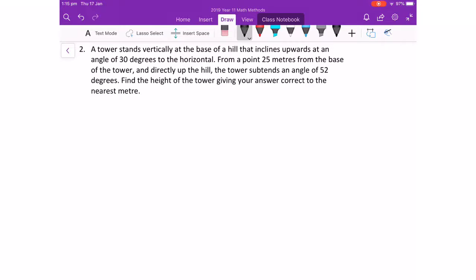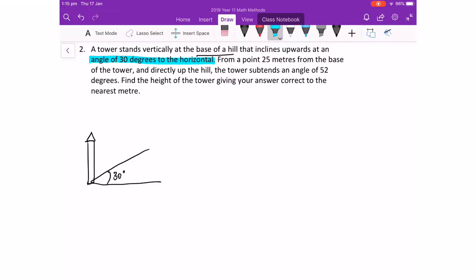There is a lot to actually break down here. So let's do that now. I'm going to get my highlighter out. So, a tower stands vertically at the base of a hill and inclines upwards at an angle of 30 degrees to the horizontal. At the same time, I'm going to try to draw a diagram. So let's say this is my tower. Very fancy. Okay, so it is at the base of a hill that inclines upwards at an angle of 30 degrees to the horizontal. So the horizontal is just straight across, and this hill is making an angle of 30 degrees.